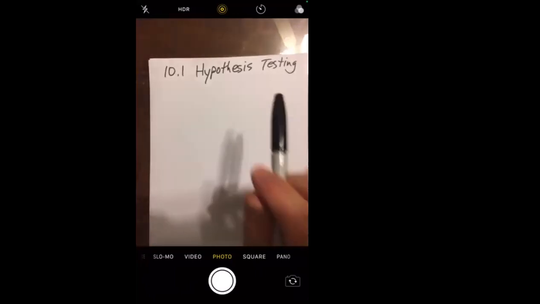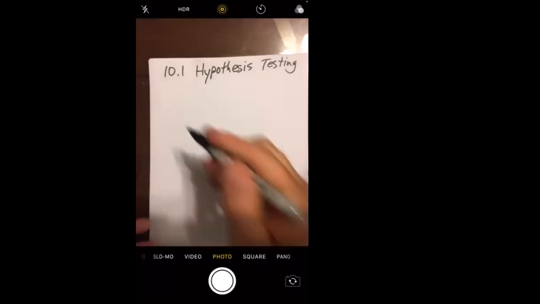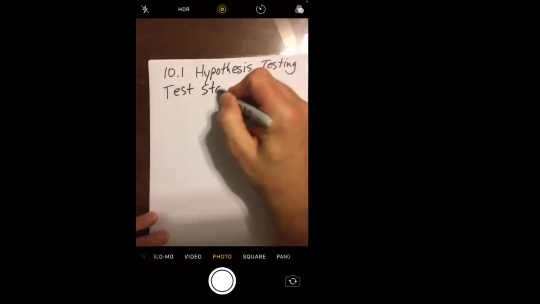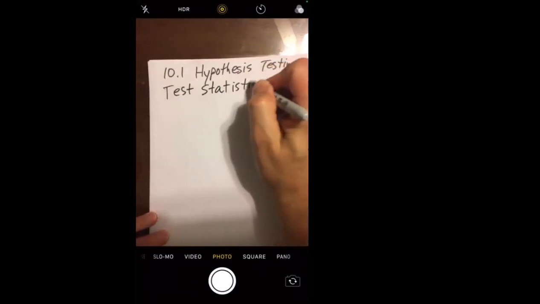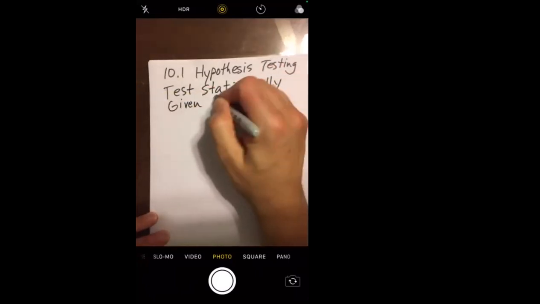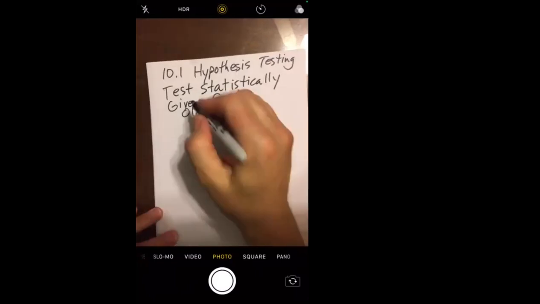Okay, the last subject of the class, hypothesis testing. It's an important subject in statistics. This is about testing statistically given facts, or you could say old facts.